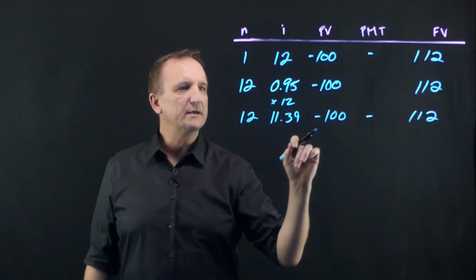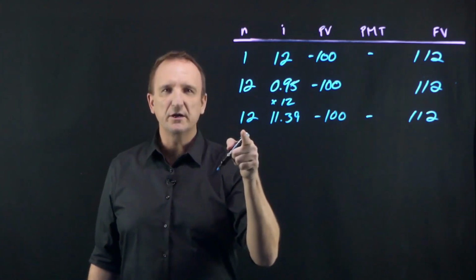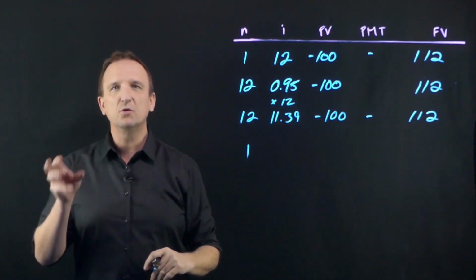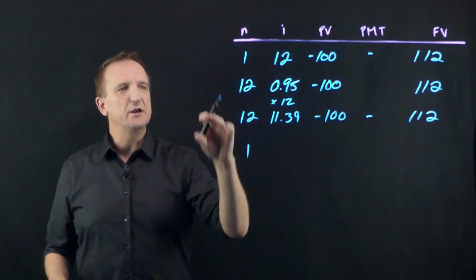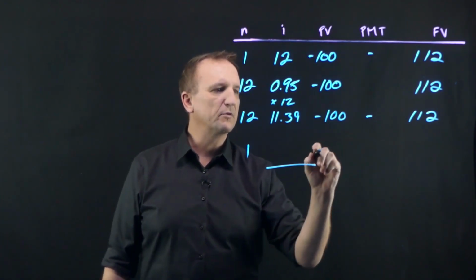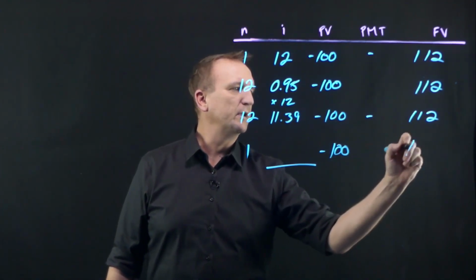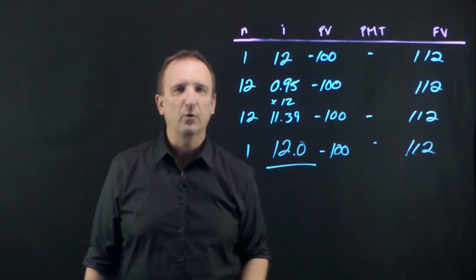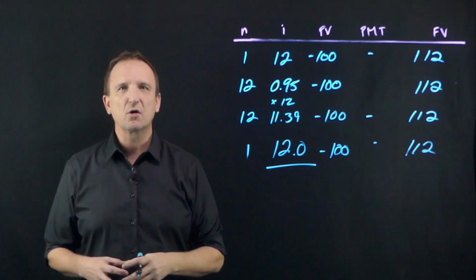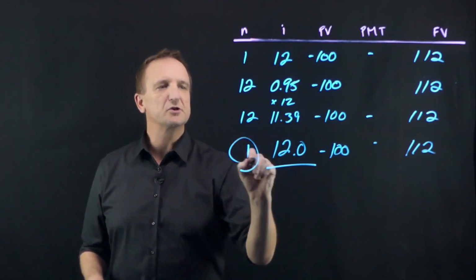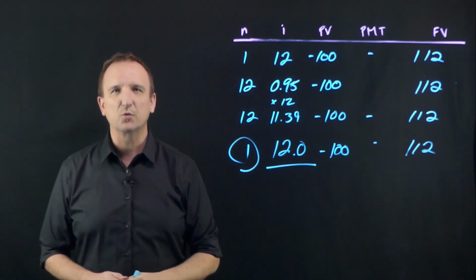You would take this and change whatever your compounding is to 1. If you want to know what your annual IRR is, change your compounding periods to 1 and then solve for I. So in this case, you would get 112 here, and then when you solve, you would get 12. So anytime you need to know your IRR or your effective yield, just take your scenario and change your compounding periods to annual.